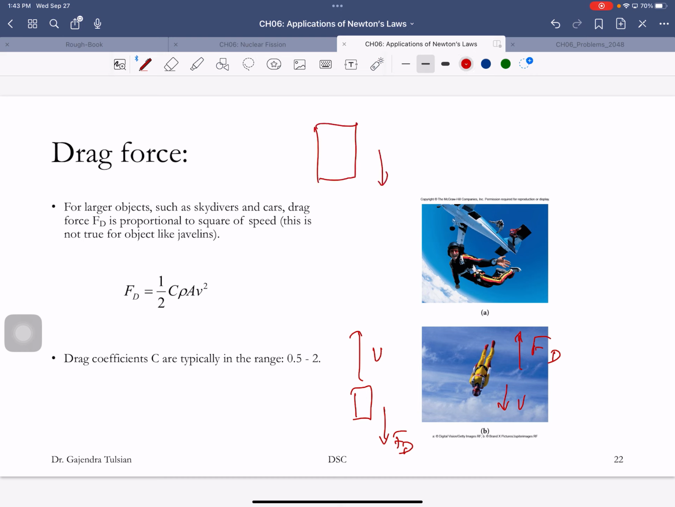If you're falling this way, this is the area of cross-section, the area of cross-section perpendicular to the direction of motion. And v squared is that. Now, C, this is important. The drag coefficient ranges between 0.5 and 2 for vehicles. An aerodynamically shaped vehicle like a Corvette is probably close to 0.5, and for a UPS truck, it's close to 2. So that's what that is.